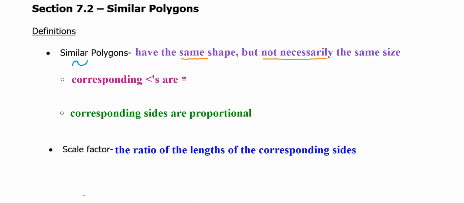And I mentioned in the last section, a scale factor is just the ratio of the lengths of the corresponding sides. So you're going to put the corresponding sides in a fraction and then reduce that, and that will be your scale factor.